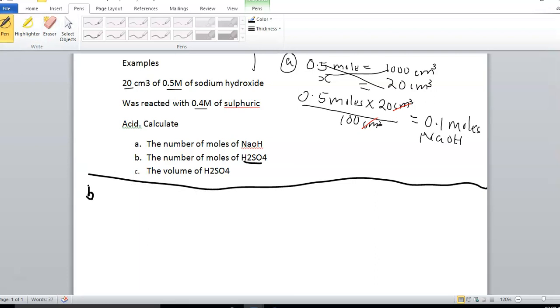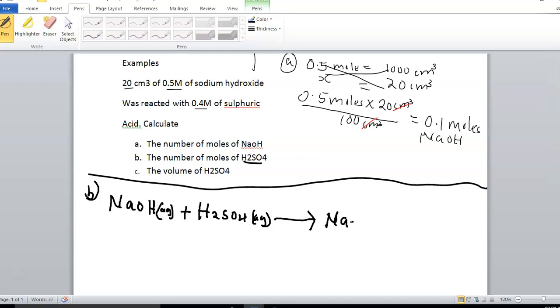You react the two solutions: sodium hydroxide aqueous plus sulfuric acid aqueous, then an arrow. When sodium hydroxide is reacted with sulfuric acid, we will get sodium sulfate aqueous plus water liquid.